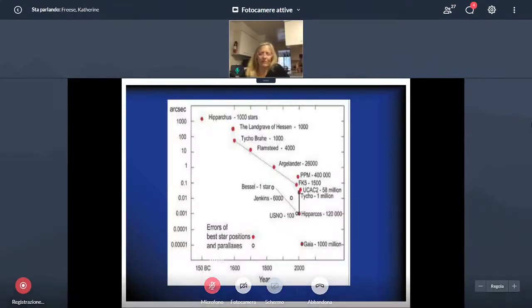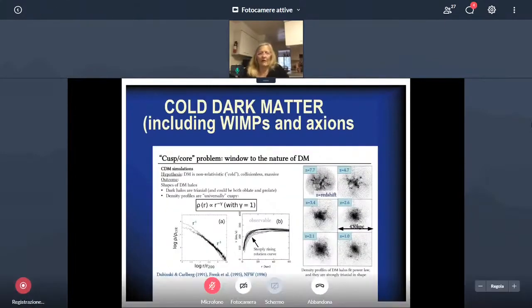Historically, this is an old subject. Moving from 150 BC to the right, you can see the resolution in arcseconds going from the red dot on the left down all the way to the lower right. You see Gaia with the incredible resolution that it has for stellar positions and parallaxes. And so we can test whether cold dark matter predictions are correct or not.